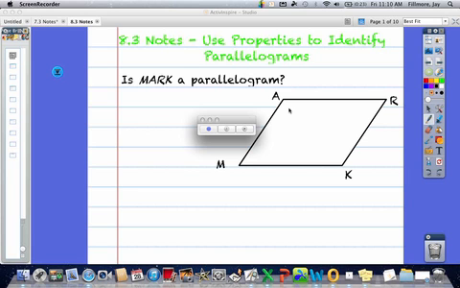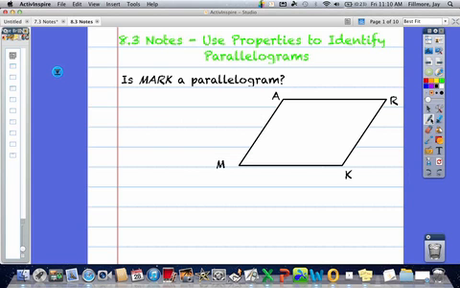Hello ladies and gentlemen, today we are talking about section 8.3, which is using properties to identify parallelograms. So now we're going to take a look at some quadrilaterals and identify, is this a parallelogram or is this perhaps something else we haven't talked about yet. So for this one, is Mark a parallelogram? Well, as it is, we have no information in this picture to help us conclude one way or another. Since we can't assume it's a parallelogram, we would say no.